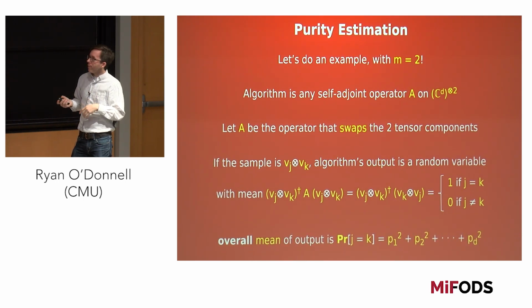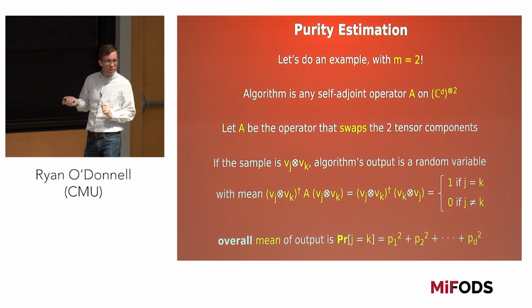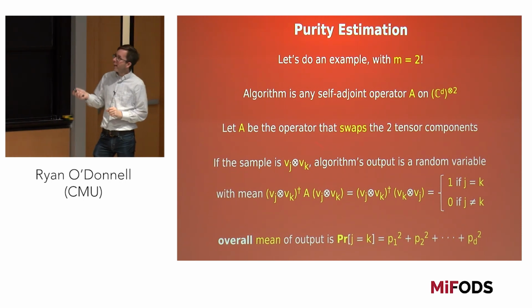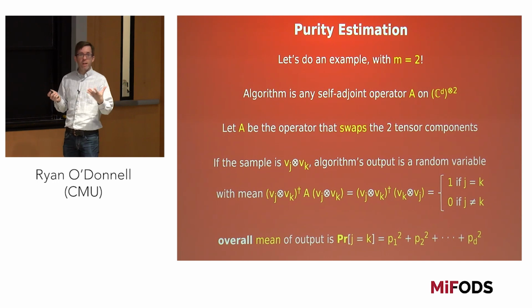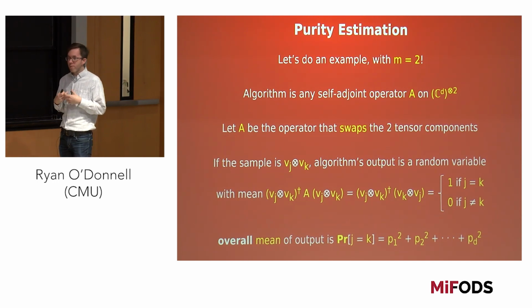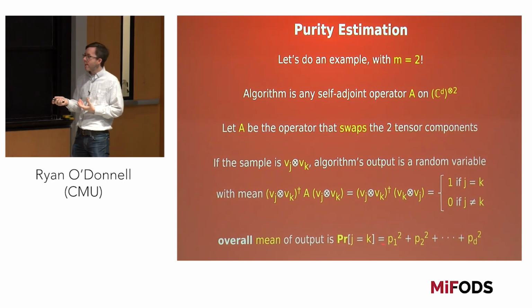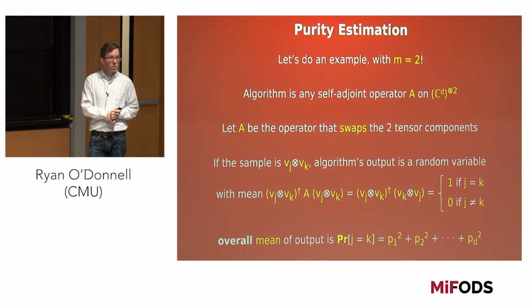And therefore, now let's remember that this sample itself was drawn probabilistically. Vj is drawn with probability pj. So what's the probability that in 2 draws you get the same outcome? It's p1 squared plus p2 squared plus dot dot dot pd squared. OK, so finally, if your algorithm involves taking 2 samples and doing this swapping operation, then your algorithm outputs a real number whose mean is this nice quantity, the sum of the squares of the pi's.